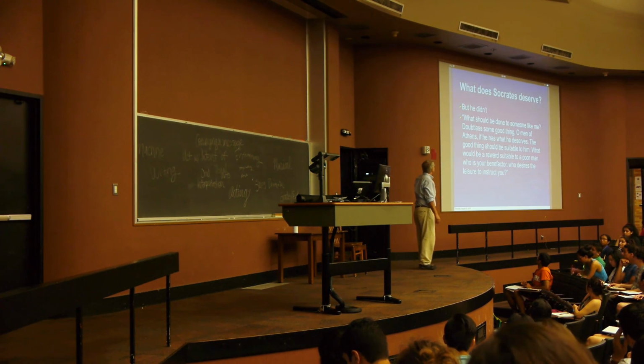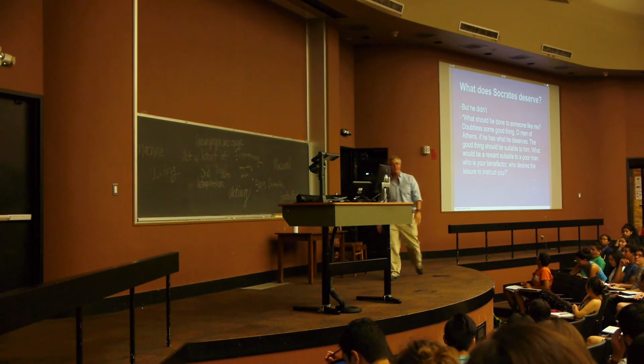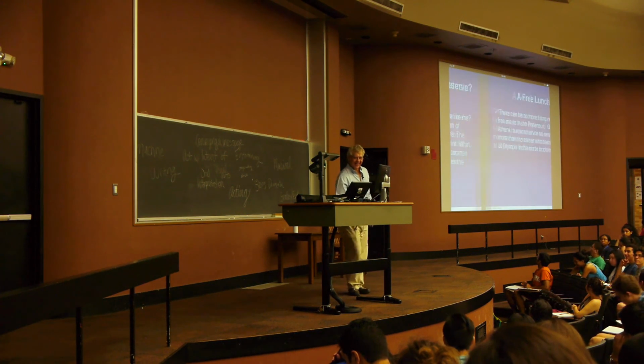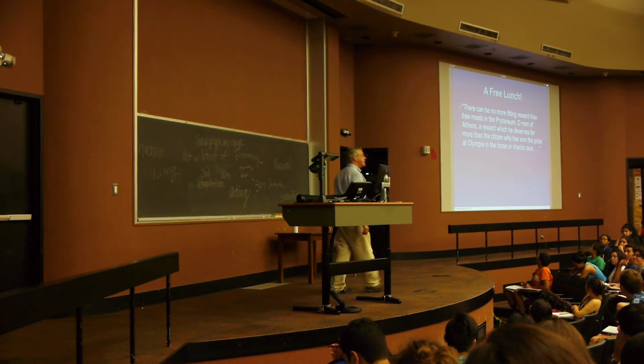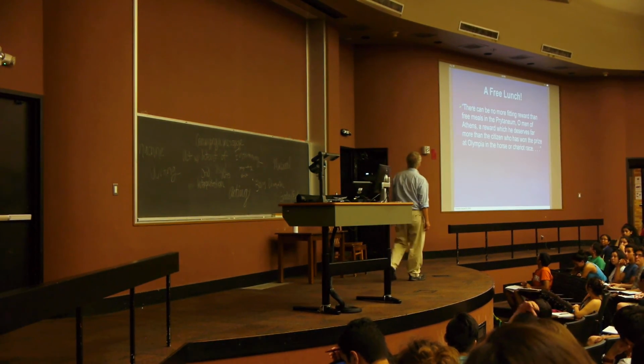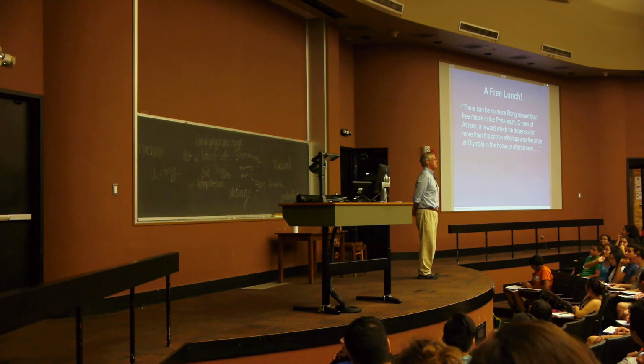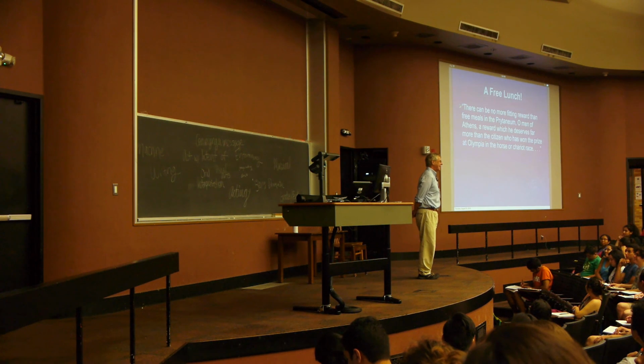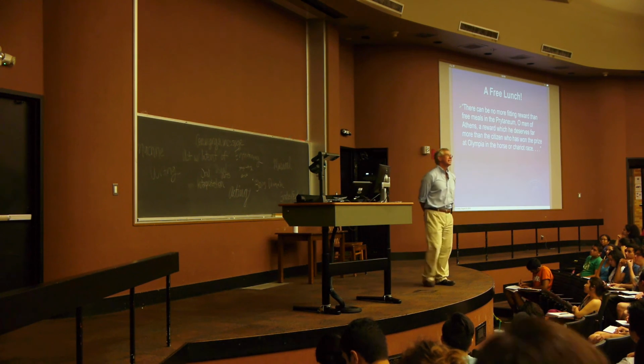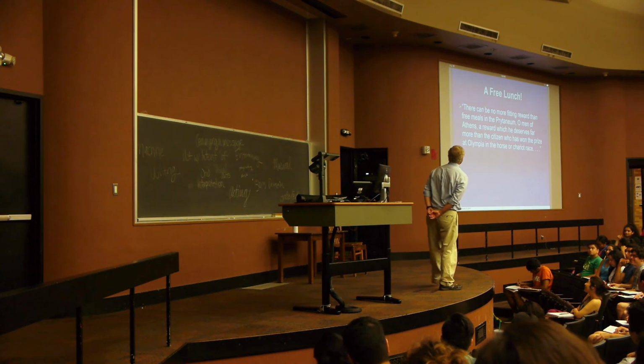What reward would be suitable for me? And so he says in the end, a free lunch. There can be no more fitting reward than free meals in the Prytaneum. That's where the Olympic athletes who had won medals were feasted. He says, I should be feasted like an Olympic gold medal winner. I should be viewed as the Katie Ledecky of Athens.